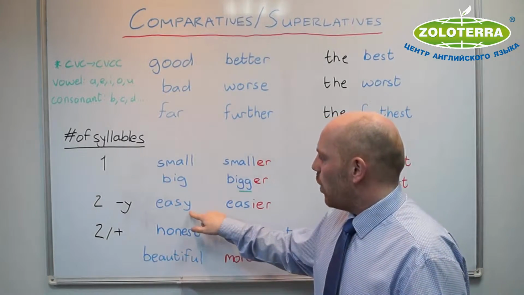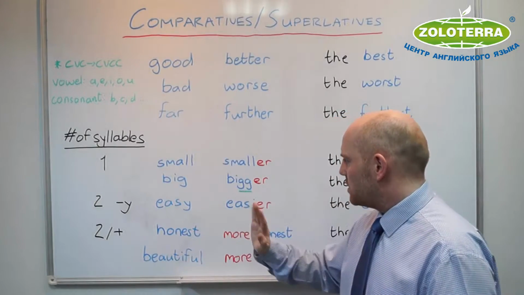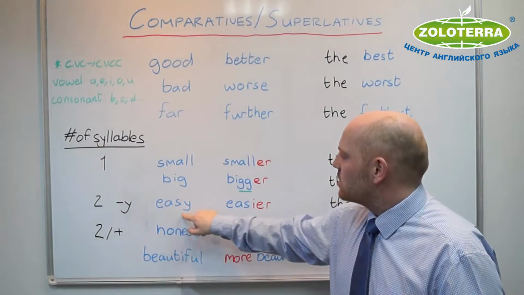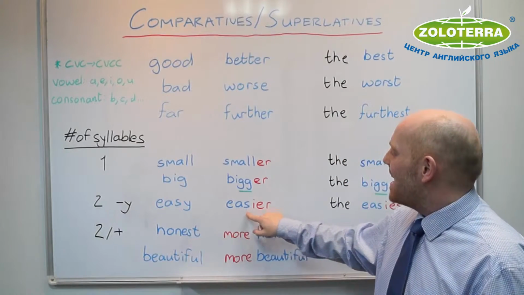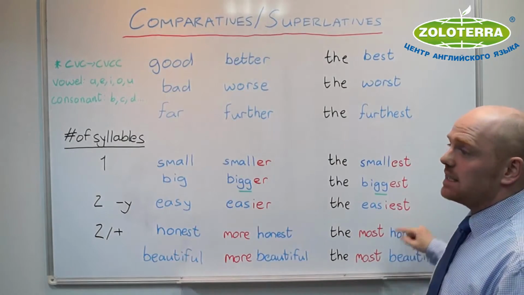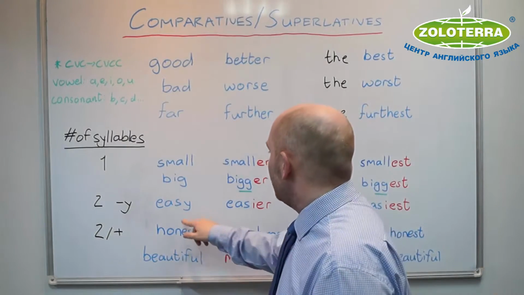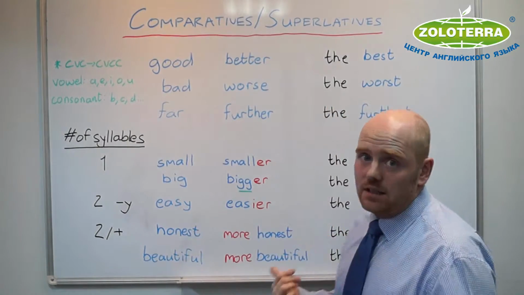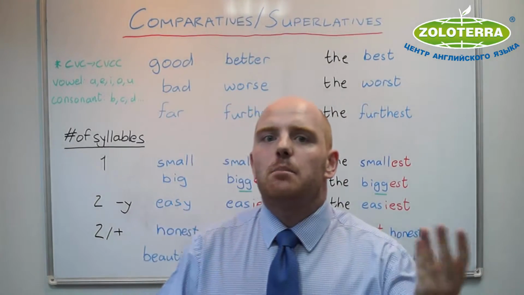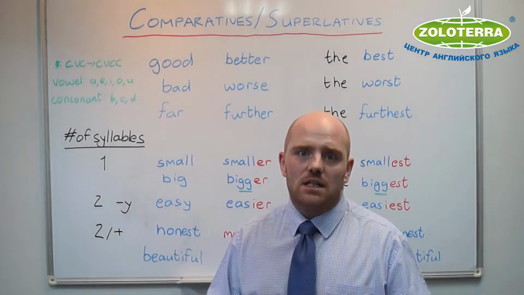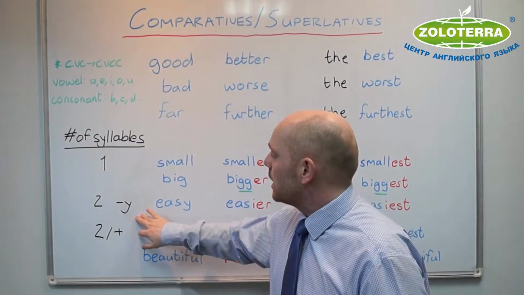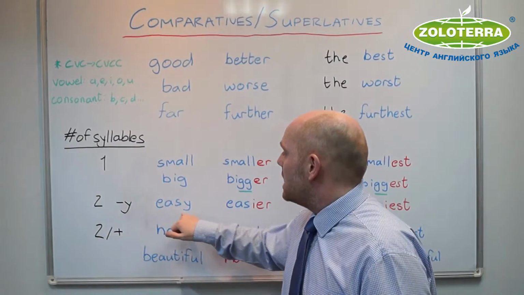So easy, like small, smaller, big, bigger, easy becomes easier and the easiest. However, the Y, goodbye Mr. Y, we have an I. So E-A-S-Y becomes E-A-S-I, then the ER or the EST. So easy, easier, the easiest. Noisy, noisier, the noisiest. Busy, busier, the busiest. This rule is for every two-syllable adjective which ends with Y.